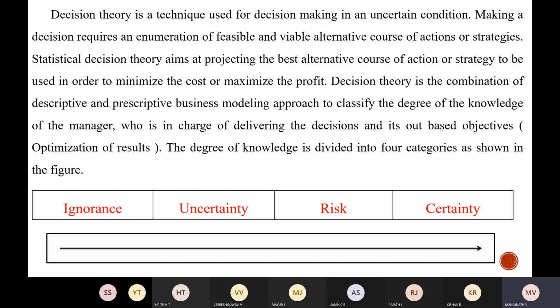See, decision theory, if you say, it starts with a kind of ignorant environment. Basically, business, to start with, to commence with, any business for that matter, we start with a kind of ignorance.